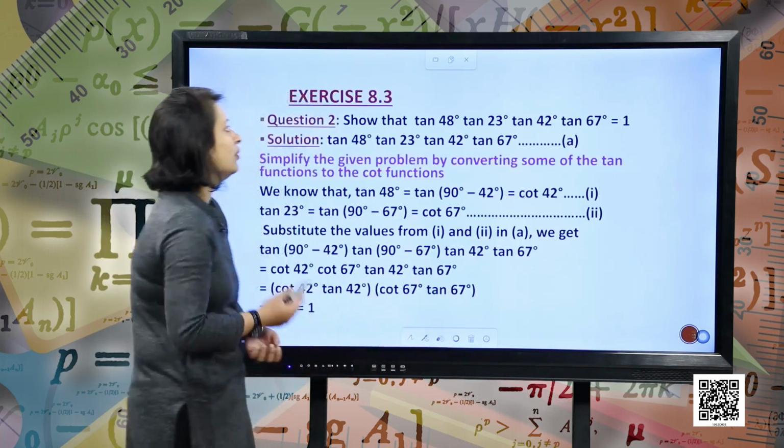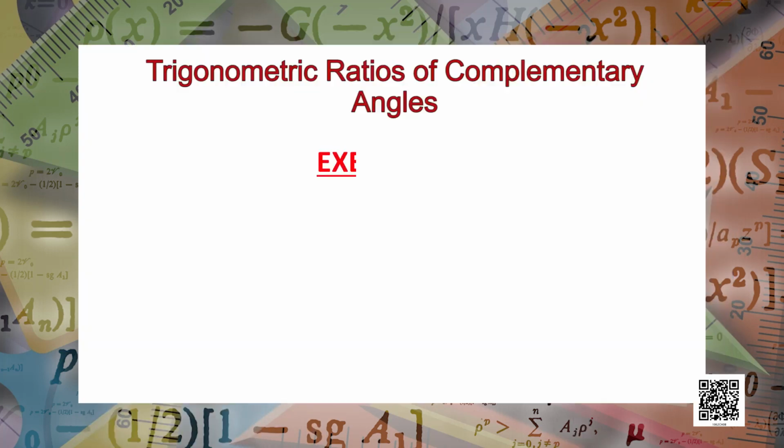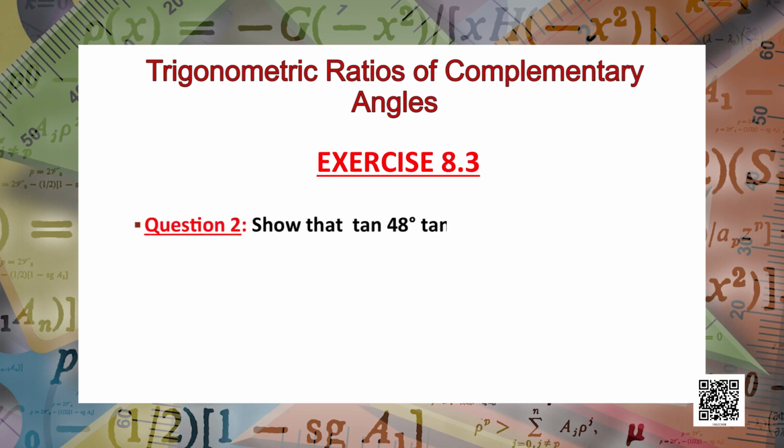Now we will discuss exercise 8.3, question number 2. Show that tan 48 degree into tan 23 degree into tan 42 degree into tan 67 degree is equal to 1.